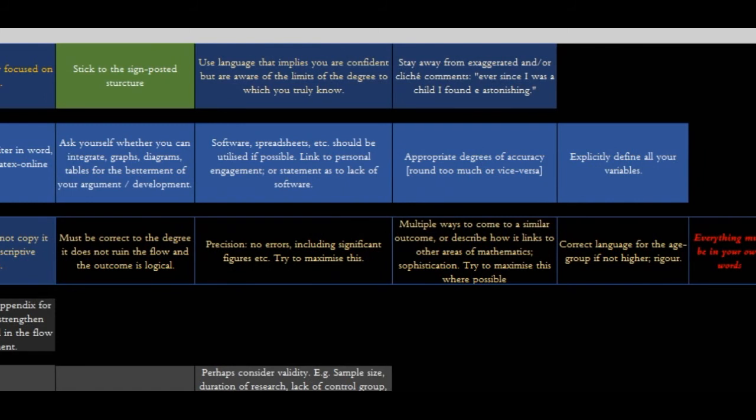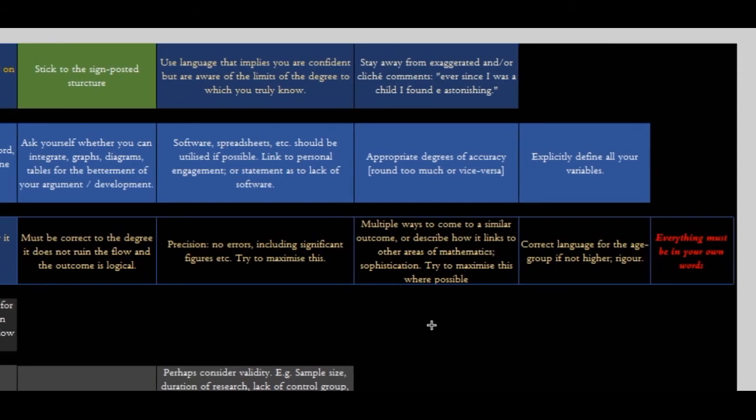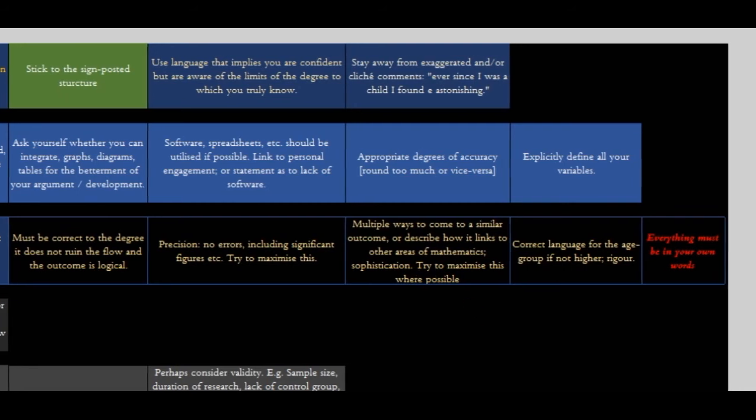Multiple ways to come up with similar outcomes or describe how it links to other areas of mathematics. This is what I judge to be called sophistication. Try to maximize this where possible. You don't want to go overboard with this. A lot of the IA is about finding the correct balance for your research question. However, if there is another way to come to a similar conclusion, another method, you could mention it, you can consider it, you might even be able to depict it in your IA.